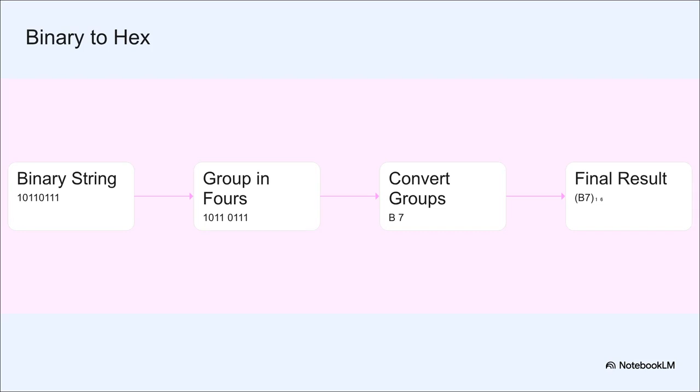To go from binary to hexadecimal, you just follow these easy steps. You take your binary string, then, starting from the right, always from the right, you break it up into little chunks of 4. Why 4? Well, because 16 is 2 to the power of 4. Then you just take each of those little 4-bit groups and convert it to a single hex digit. So 1011 becomes B, and 0111 becomes 7. Stick them together and you get B7.